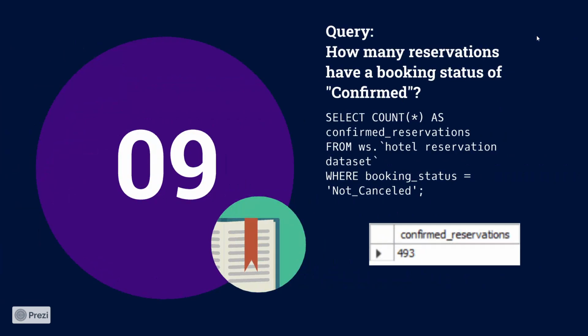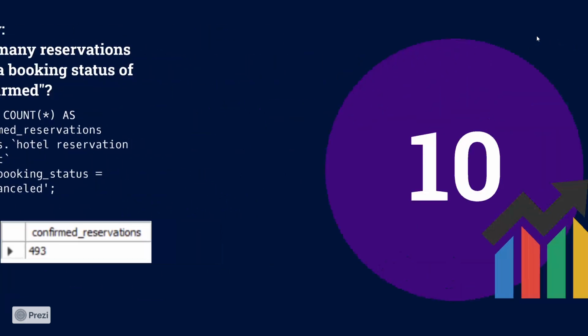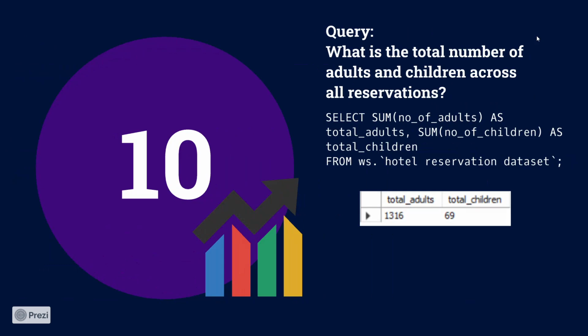In my ninth query, how many reservations have a booking status of confirmed? As the booking status column only showed cancelled or not cancelled, I assumed that not cancelled is an indication of confirmed. I selected the count of all the columns from the hotel reservation dataset as confirmed reservations, where the booking status should be not cancelled.